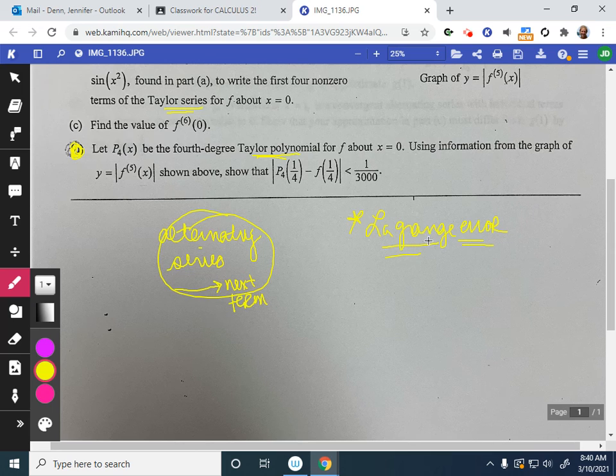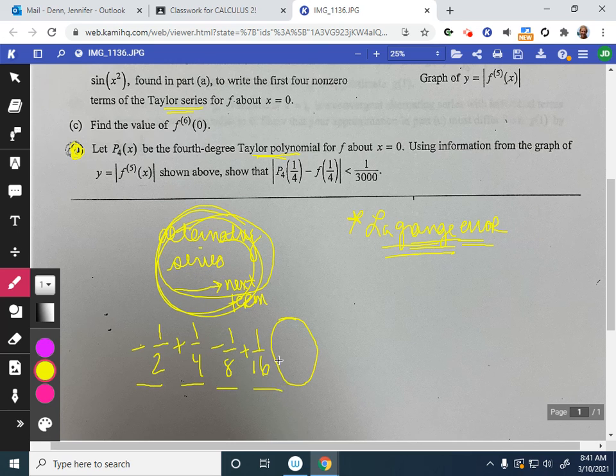So when I have a bunch of x's in it, I'm going to have to use the Lagrange error bound. If I have a series that is -1/2 plus 1/4 minus 1/8 plus 1/16, then I'm just going to pick the next term to represent the error because I have this alternating series that I know the numbers for. So maybe that's a good way to explain it. If I don't have the numbers, I'm going to have to go to Lagrange. So in this case, I don't have the numbers. Everything is x's, so I'm going to have to use Lagrange.